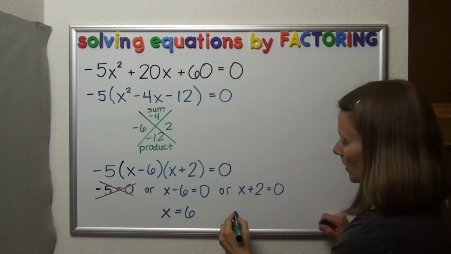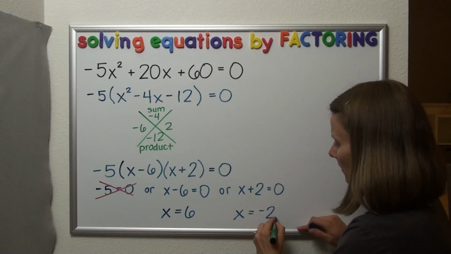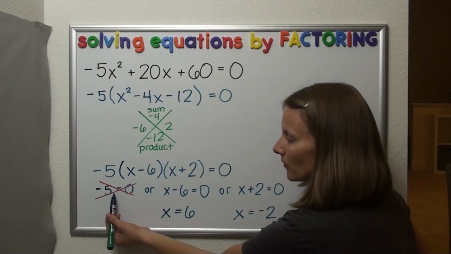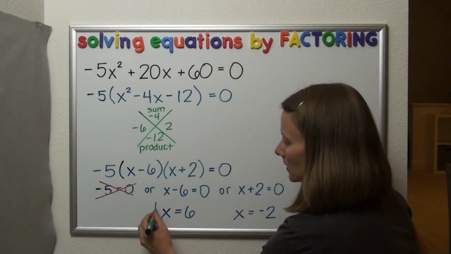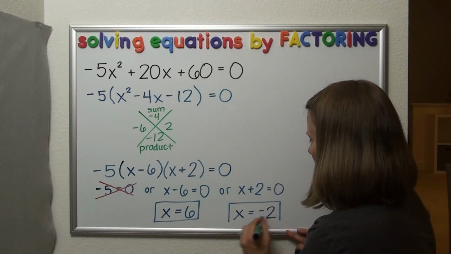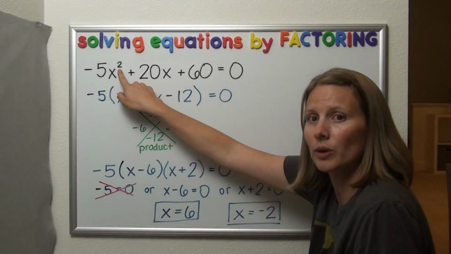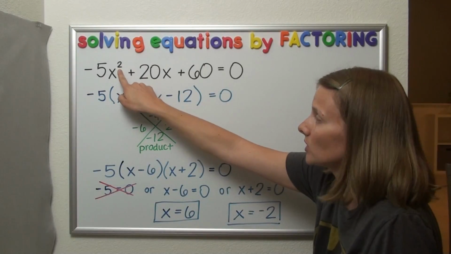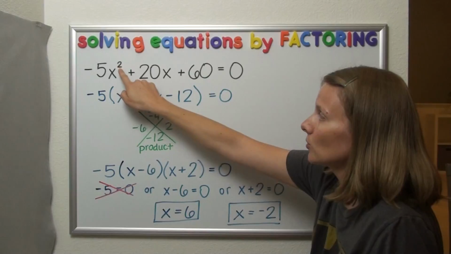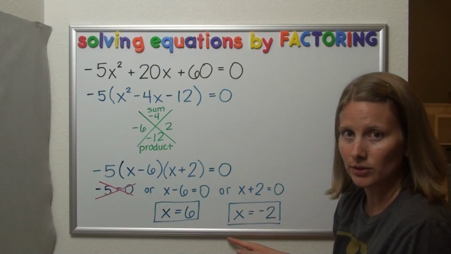For this third one, we've got the 2 moving to the other side. It becomes negative, so x equals negative 2. So the first factor led to a dead end, but the other two factors gave us solutions. And again, if you went back to the beginning, looking at the degree of the equation, it wasn't a degree 2 equation, a quadratic equation. That degree 2 tells me there should be 2 solutions, and we have found the 2 solutions.